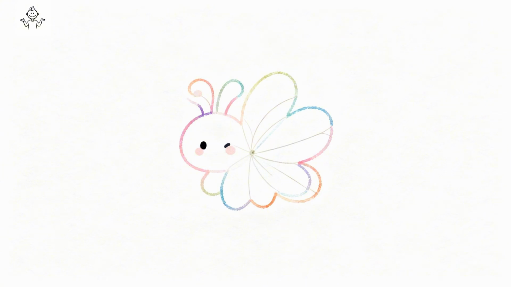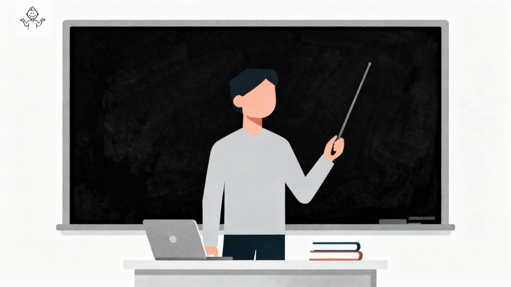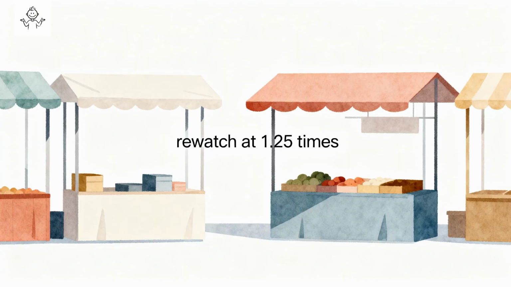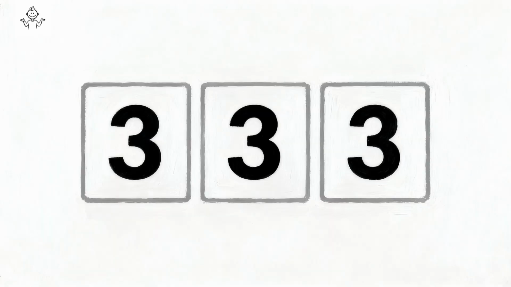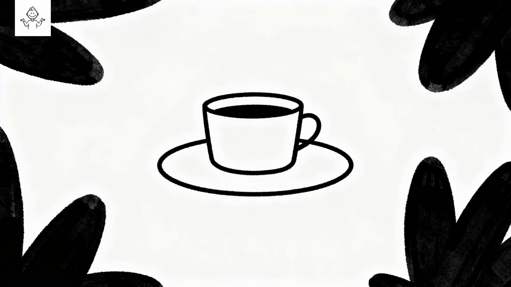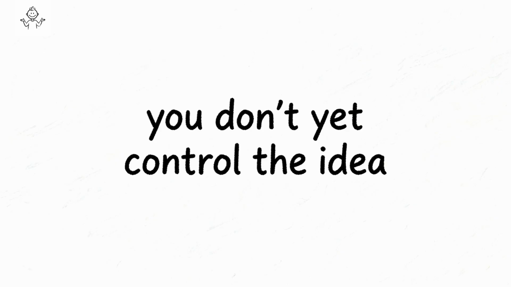How to expose them. Record yourself teaching for 90 seconds. Rewatch at 1.25 times. Notice every stall and vague word. Ask a friend to interrupt with why 3 times. Try a concrete number. If you can't attach even a rough scale, you don't yet control the idea.